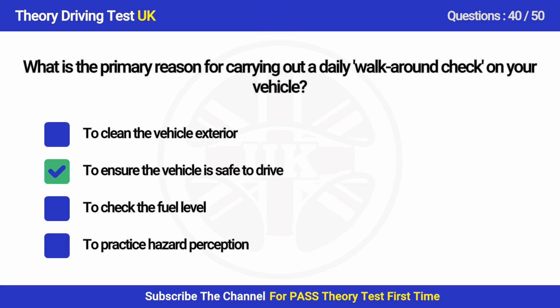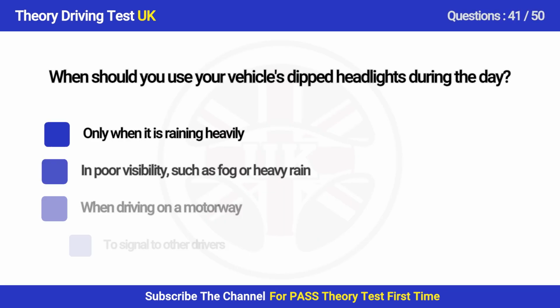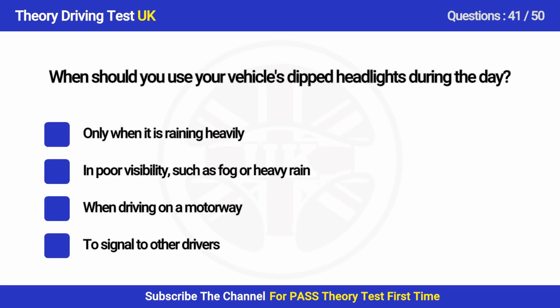Answer is B, to ensure the vehicle is safe to drive. A daily check helps ensure your vehicle is roadworthy and safe, checking items like lights, tires, and fluid levels. This is crucial for preventing breakdowns and accidents. Question 41. When should you use your vehicle's dipped headlights during the day?